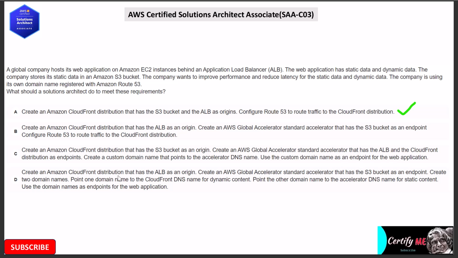Option D. Create an Amazon CloudFront distribution that has the ALB as an origin. Create an AWS Global Accelerator standard accelerator that has the S3 bucket as an endpoint. Create two domain names. Point one domain name to the CloudFront DNS name for dynamic content. Point the other domain name to the accelerator DNS name for static content. Use the domain names as endpoints for the web application. The correct answer is option A.